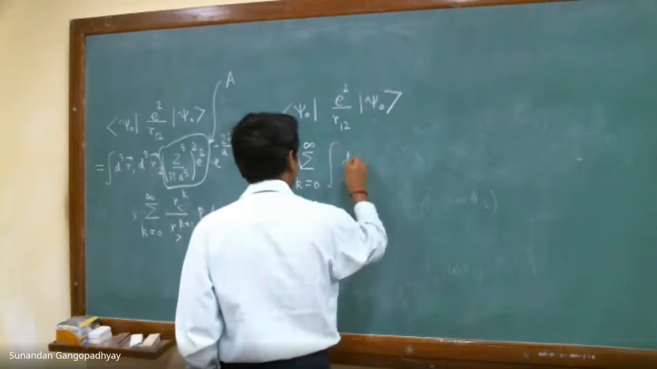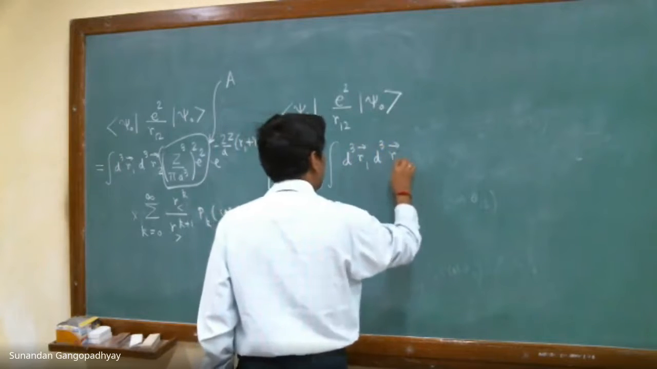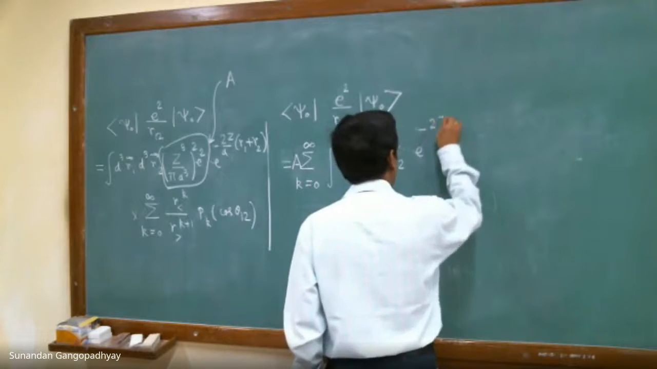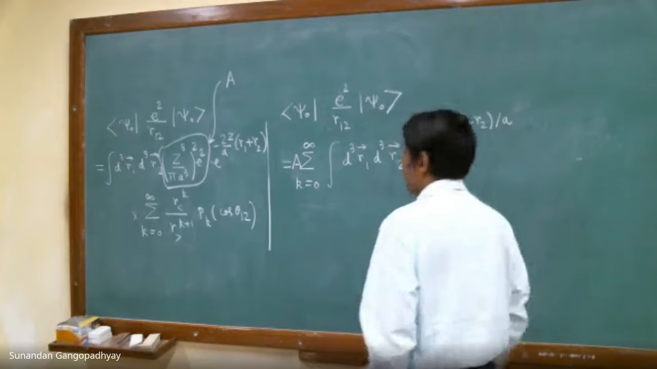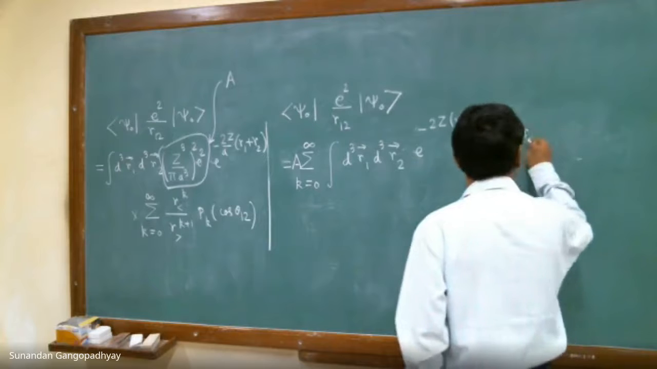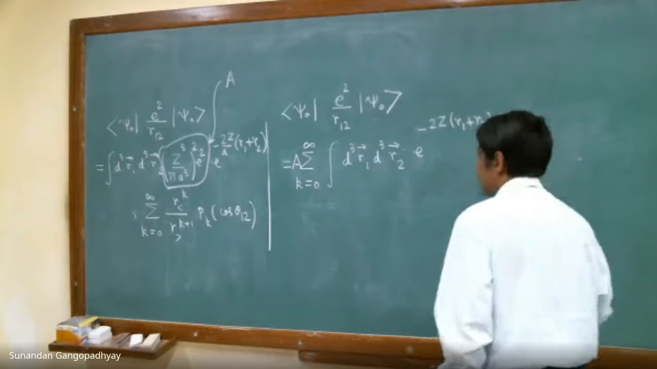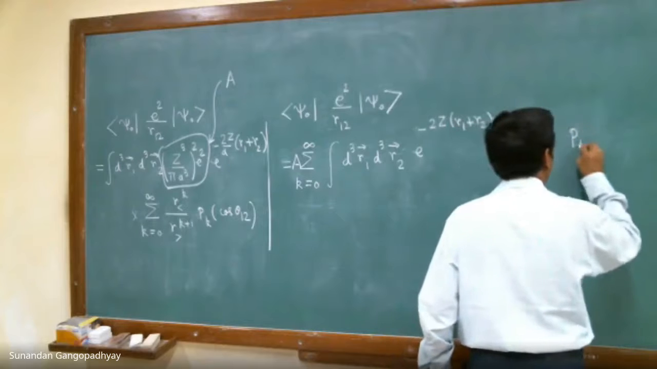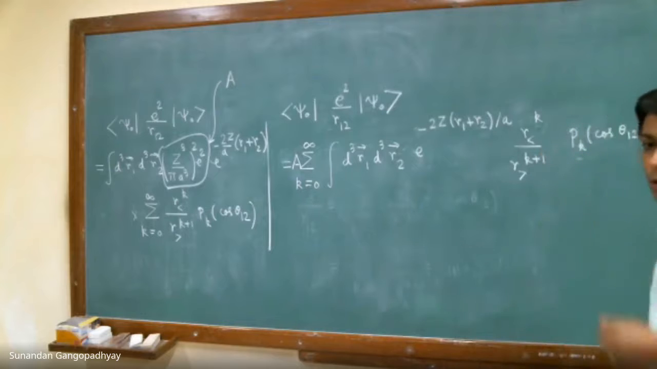integral d cubed r1 d cubed r2, then we have R less than to the power of k by R greater than to the power of k plus 1. And then we have pk cos theta 1 2. This is what we have.